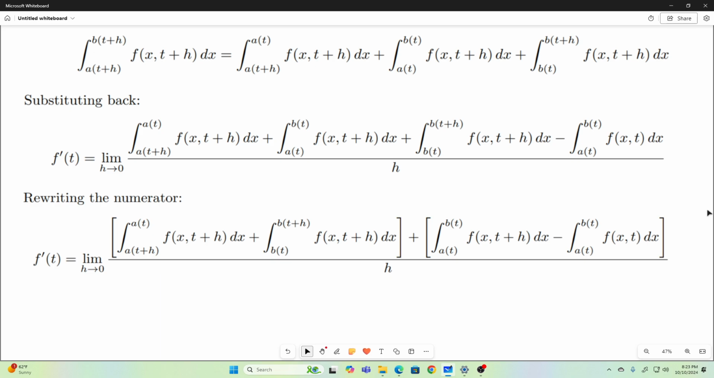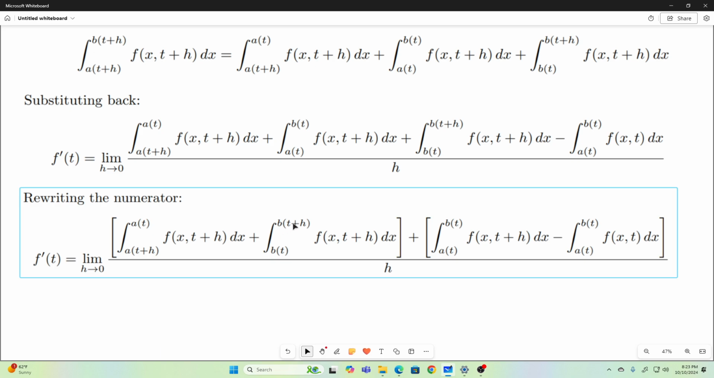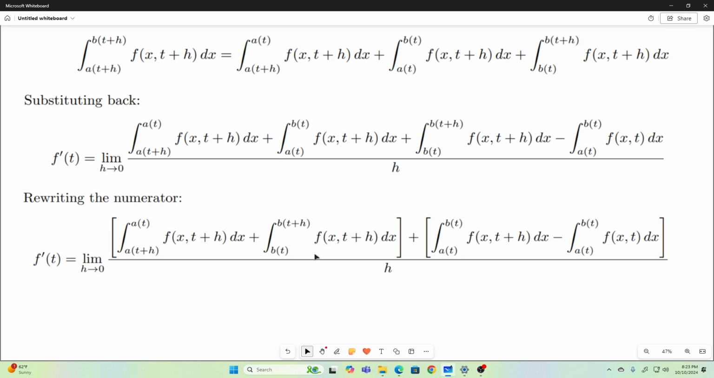So next, we're just going to regroup it so that all our bounds that involve a t plus h are over here, and the parts that don't are over here. So we're just rewriting it.